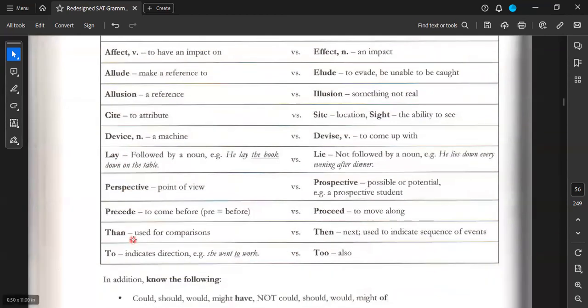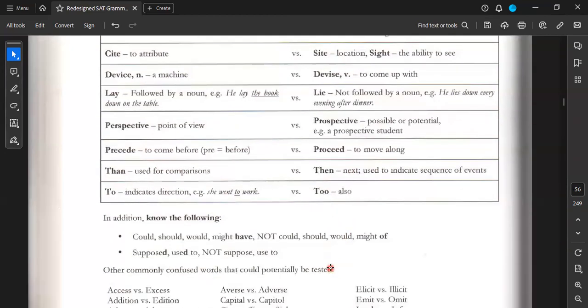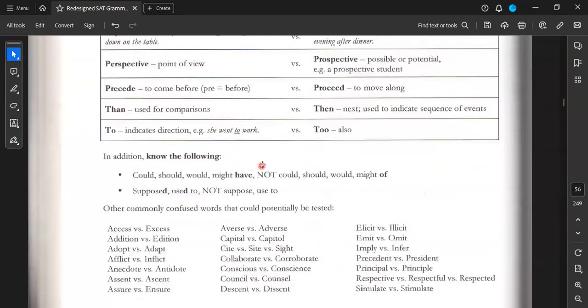Than is used for comparisons, right? So this is taller than that one. Okay, use it for comparison. But then means sequential, right? Then means next. This one comes first, then that one. You have to, which indicates direction, and you also have too, which means also. I don't know why I said to with like so long. I did not have to do that.